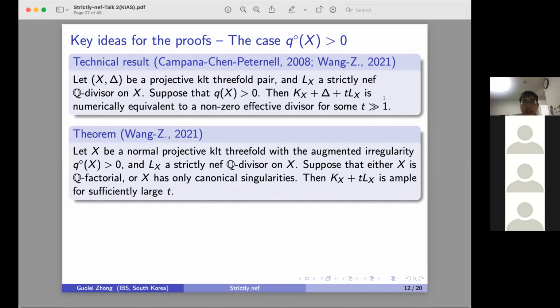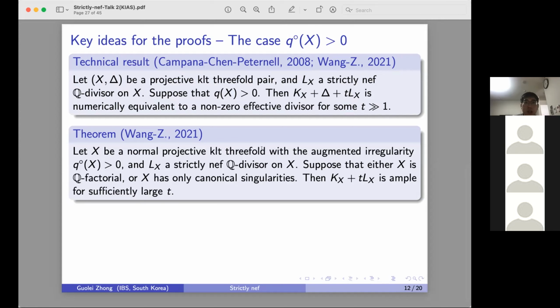Note also that for the proof we need to use the Fourier-Mukai transform to show that this Kx plus delta plus TLX is numerically effective. But this is too technical, so I will skip the proof here. And so by using this technical result, we can show our main theorem in the case q positive.